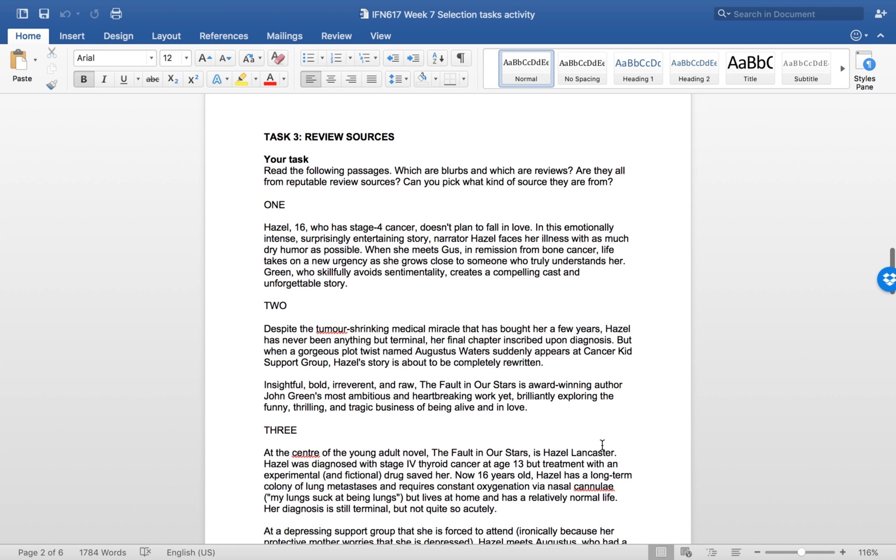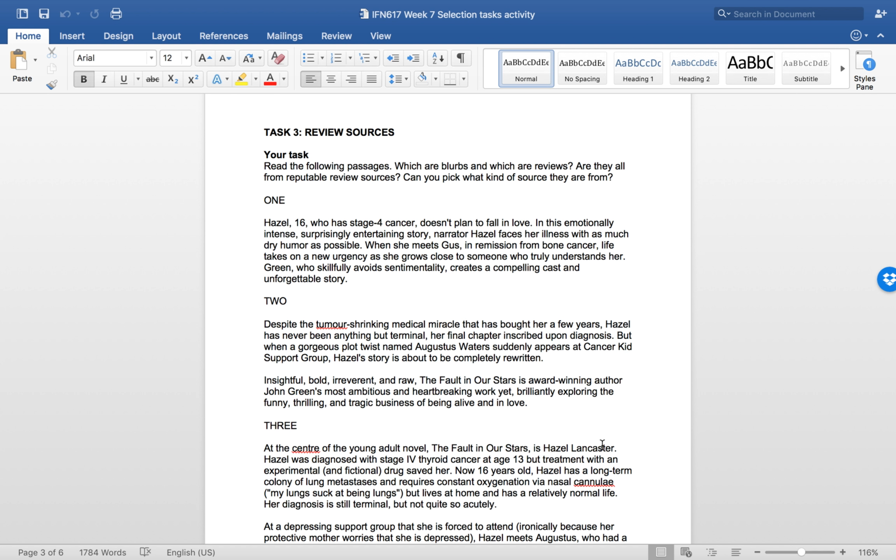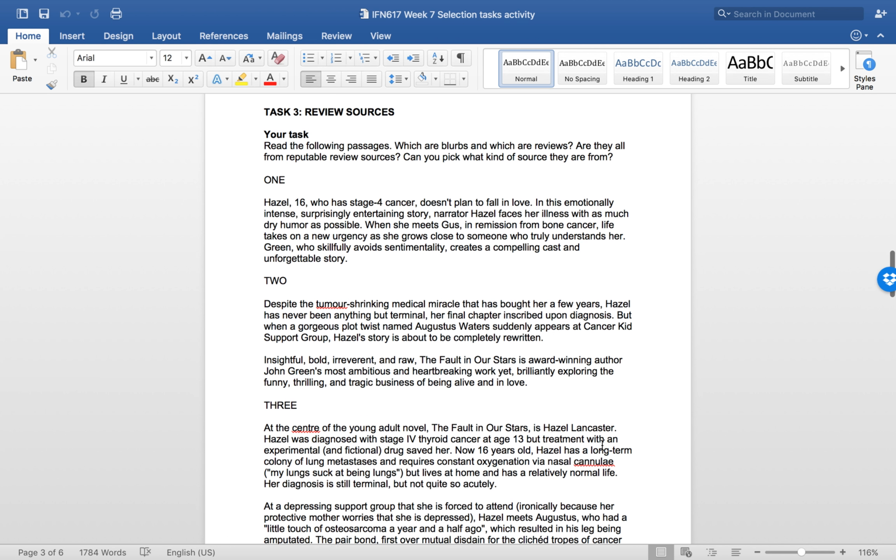The third task is about reviewing sources. So when you work in a library, you get a lot of information coming across your desk from publishers, from vendors who are all trying to get you to buy their products, obviously. And you'll be able to cast a critical eye over the information that they give you to determine whether you want to believe it. Is this just a sales pitch, or is this a credible review of a resource that I may wish to purchase? So with task 3, you can have a look at the following passages and see if you can pick out which are blurbs and which are reviews, and which one would you use.